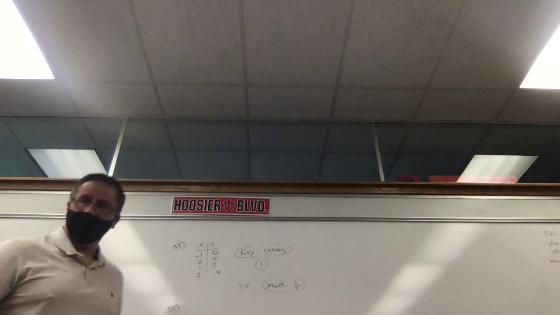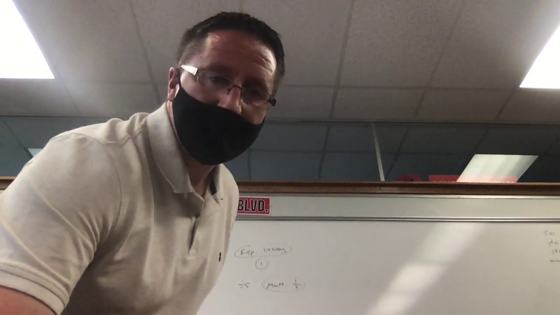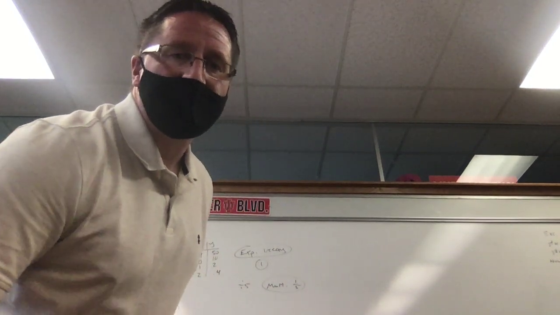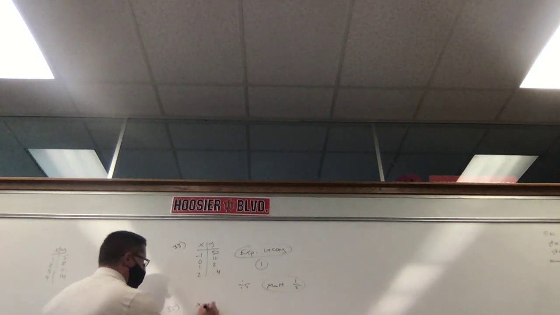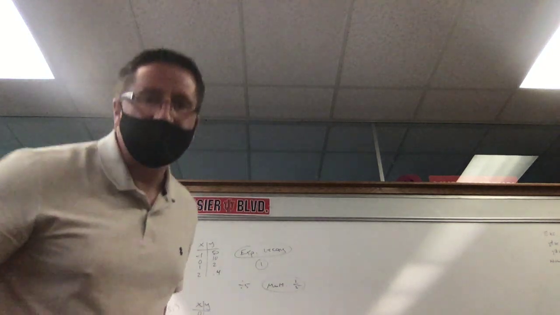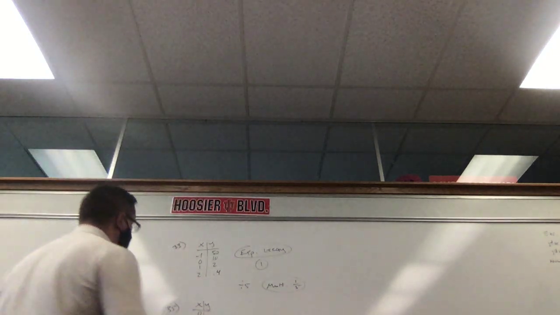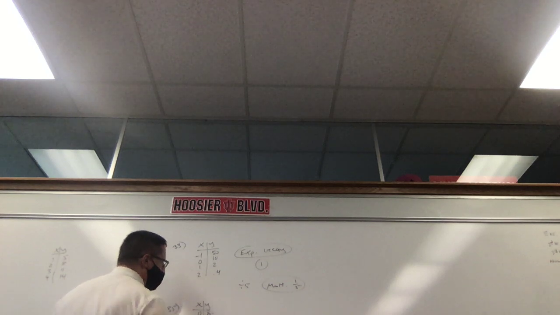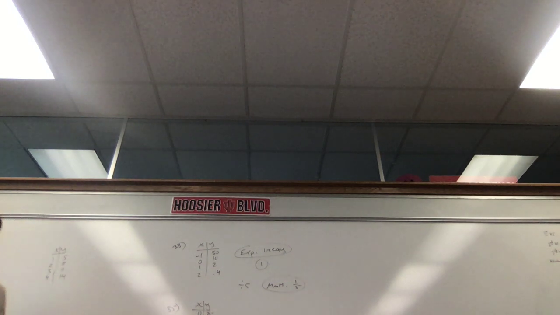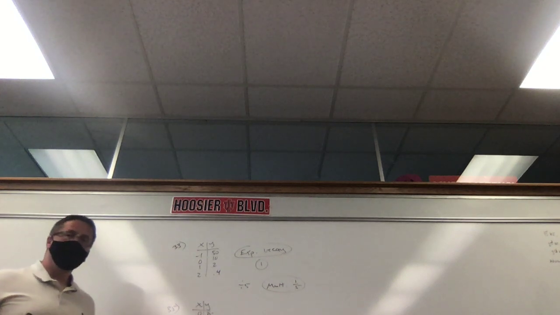Okay, number 35. This one will be a much quicker one. So x is 0, 1, 2, 3. And then what do we have here? The y values are 35, 29, 23, 17. Is this linear or is it exponential? What's the pattern here? What happens to the y values? It's going down. By what?